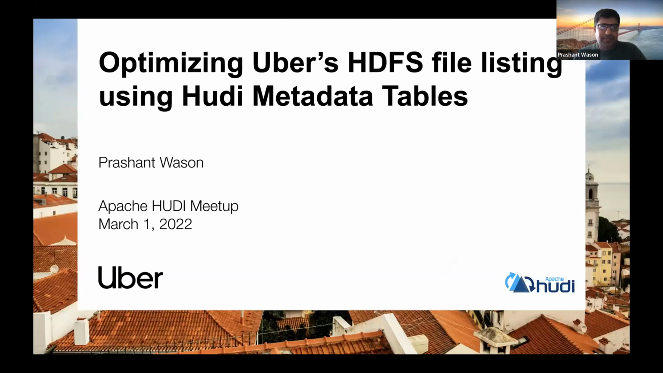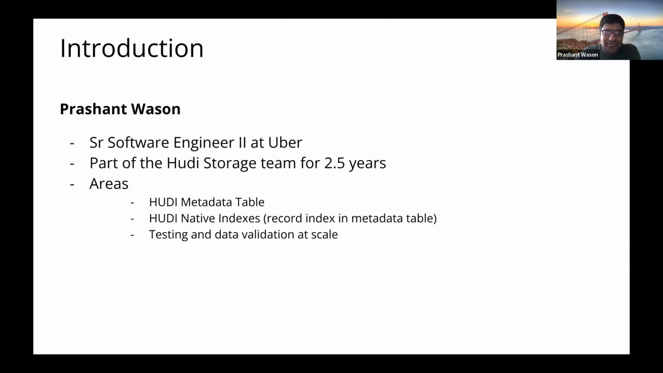Hello, everyone. I'm Prashant, and I'll be talking about optimizing Uber's SDFS file listing using the recently released Hudi metadata tables. I've been working at Uber for the last 2.5 years. I'm a senior software engineer here, and I've helped in the design and implementation of the Hudi metadata table. Currently, I'm working on the Hudi native indexes, which are the record level indexes. I also delve into testing and data validation at scale. So that is among all my interests right now.